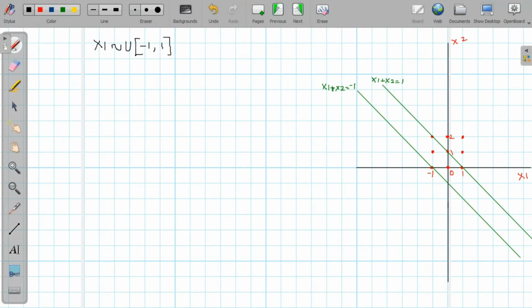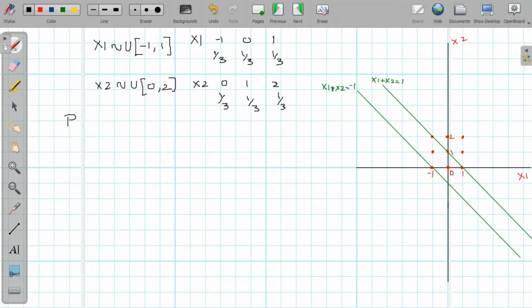It's given in the question that x1 is uniformly distributed over -1 to 1. So x1 can take three values, -1, 0 and 1, each with probability 1 by 3. Similarly, it's given that x2 can uniformly take values from 0 to 2. So x2 can be 0, 1 and 2, and the corresponding probabilities will be 1 by 3 for each of these three cases.